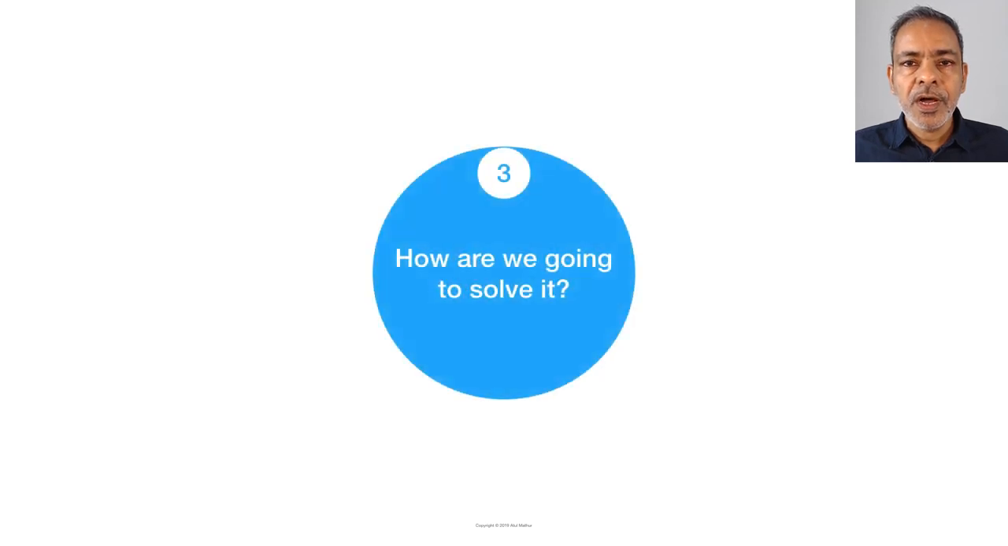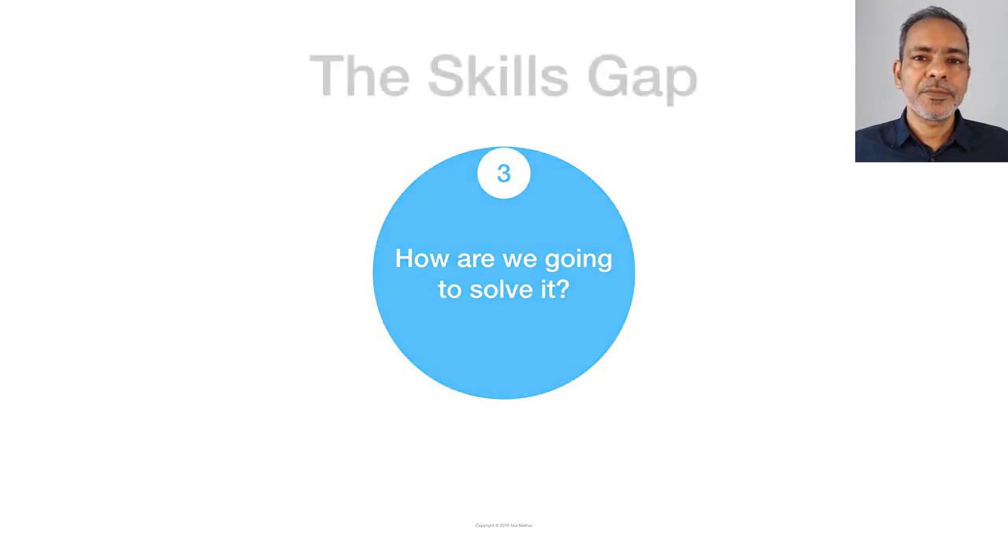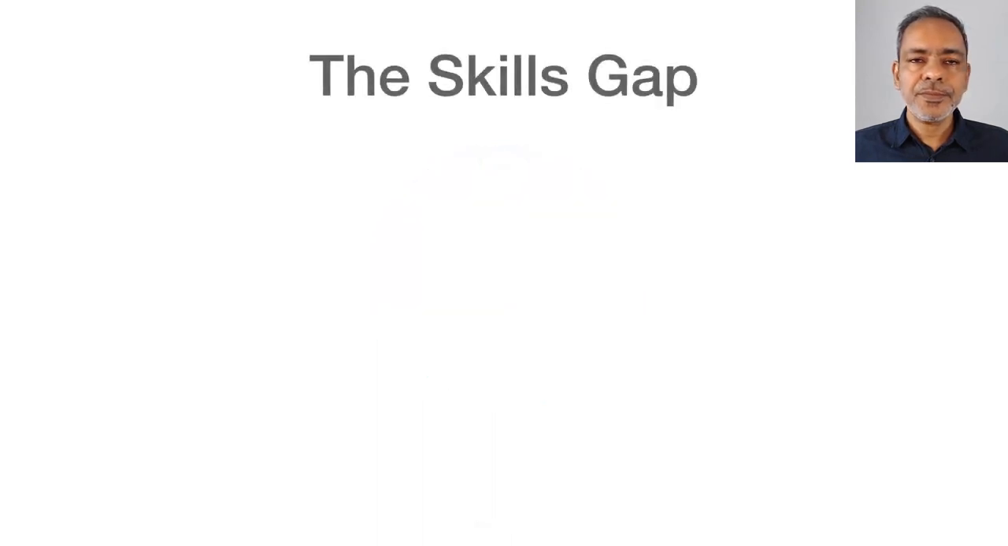And that brings us to the third and final question. How are we going to solve this problem? If the quality of SOPs is really important for the organization, how can you improve it? The solution lies in recognizing and filling a skills gap.